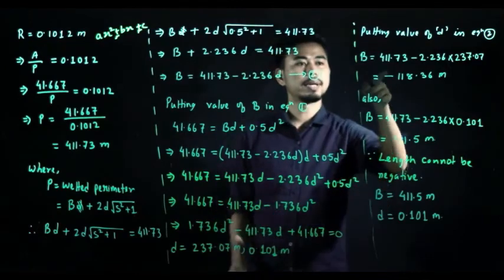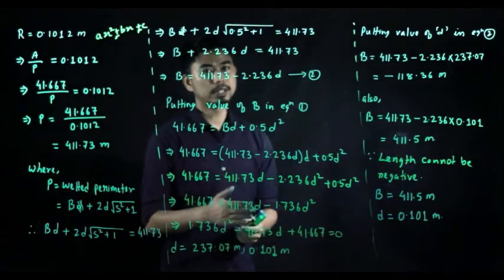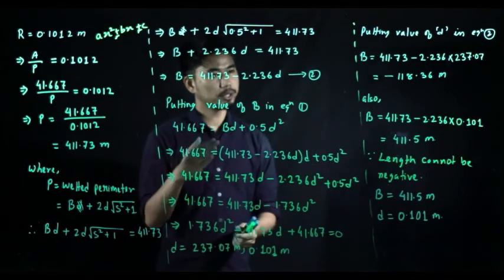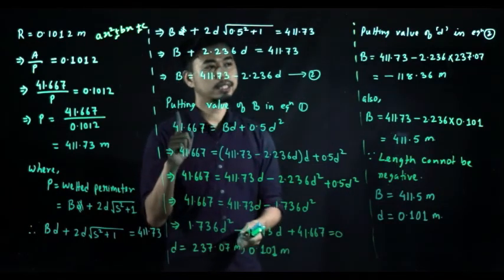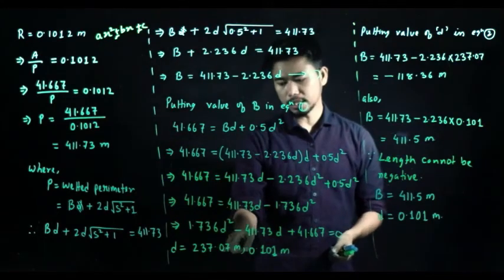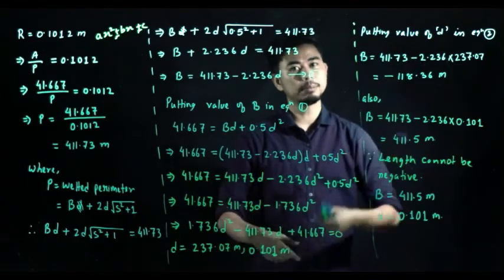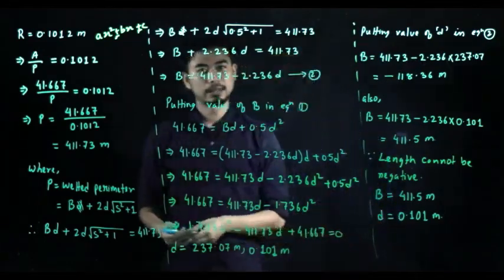Since we have got two values but we are using only one, because one of them gives a negative. If in your scientific calculator you use shift and solve, you will get any one of the answers. Suppose you get the first one, 237.07, and then find the B value, you get a negative, so it will simply be a waste of your time. So finally we have got the values of B and D for our trapezoidal open channel.